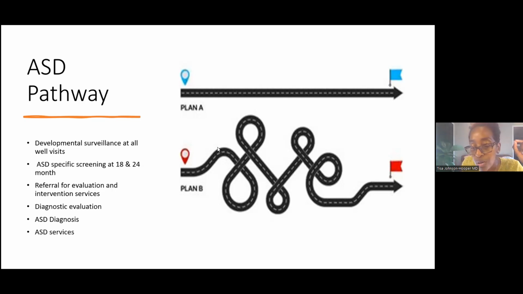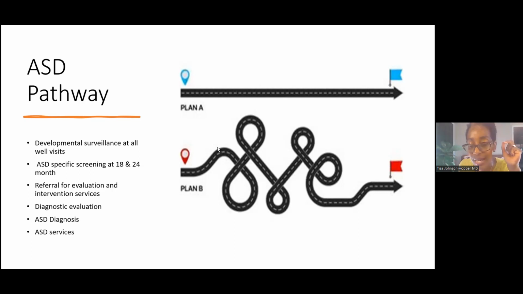The final part of the pathway is securing autism services for those children with an autism diagnosis. So children often require early intervention and special education, along with referrals to obtain multiple evaluations and systems of care, such as speech, behavioral, and occupational therapies, and specialized medical care.